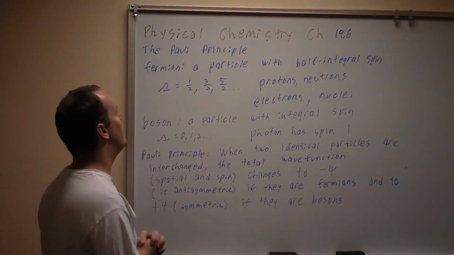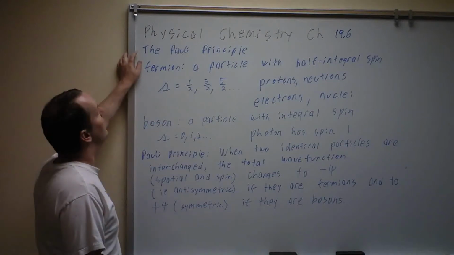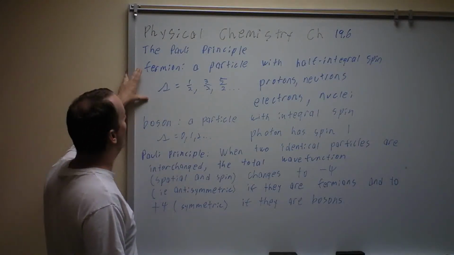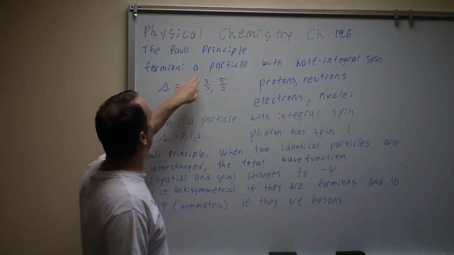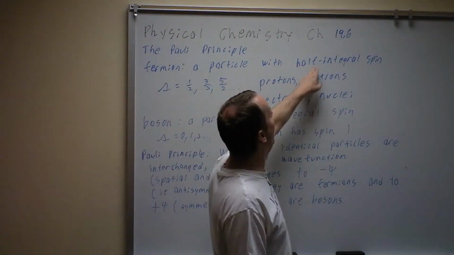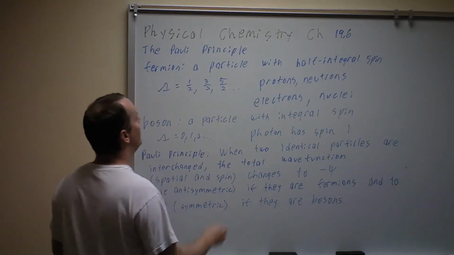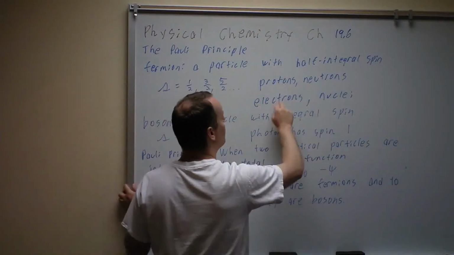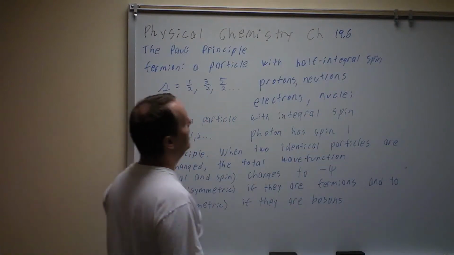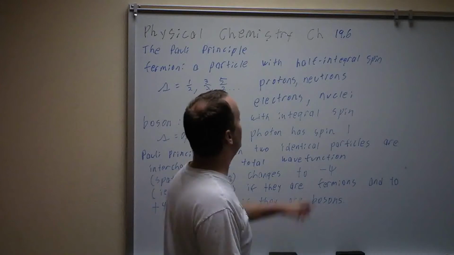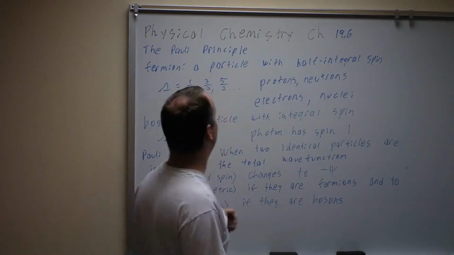Continue on physical chemistry, chapter 19, section 6. Now let's talk about the Pauli principle. Now we have two kinds of particles to talk about. One is a fermion. A fermion is a particle that has a half integral spin, such as 1/2, 3/2, 5/2, etc. Examples of fermions are protons, neutrons, electrons, or you can even count the entire nucleus of an atom as one big particle, and even if you do that, it'll still be a fermion.